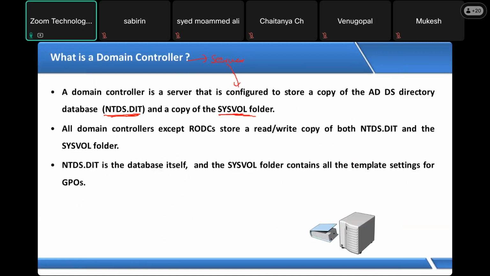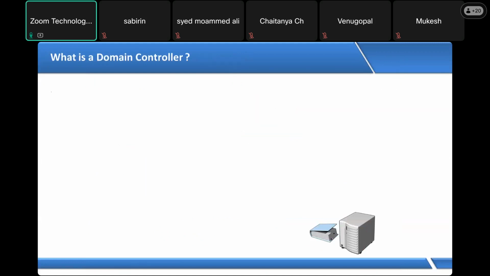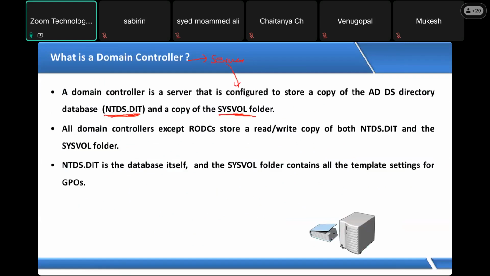Let me finish with this, then we'll have a break. So the domain controller is a server. While configuring the domain controller, one file will be created, which is ntds.dit, which contains complete domain information. One folder will be created, which is called SYSVOL, which contains the GPO. GPO means Group Policy Object. All the domain controllers will have read-write on ntds.dit and SYSVOL. Read-write means you can modify and edit it, except RODC. RODC is what? Read-only domain controller.